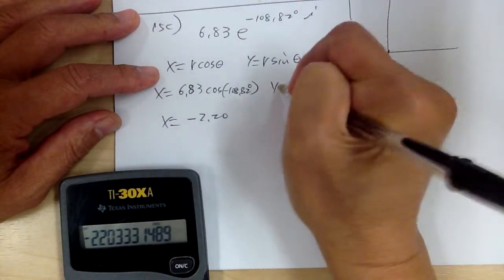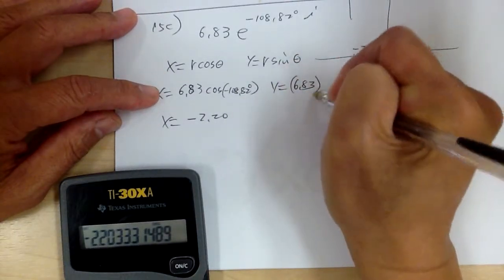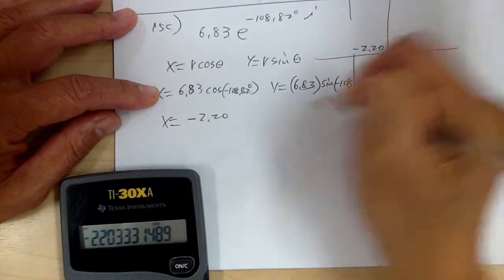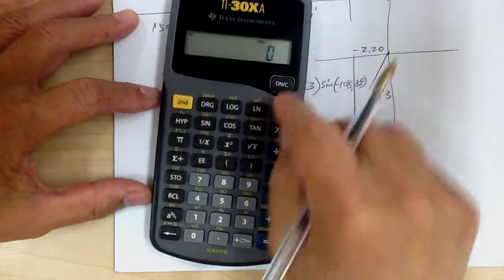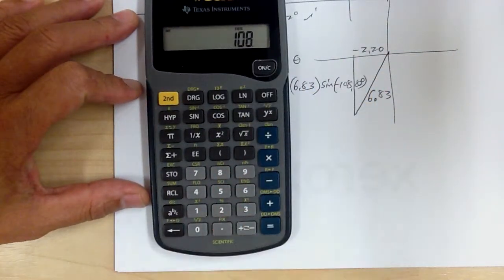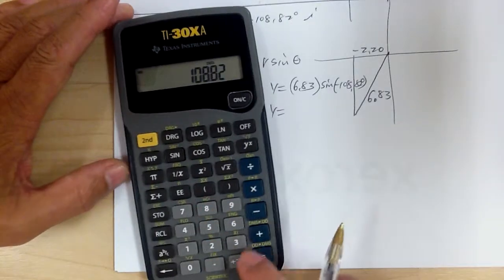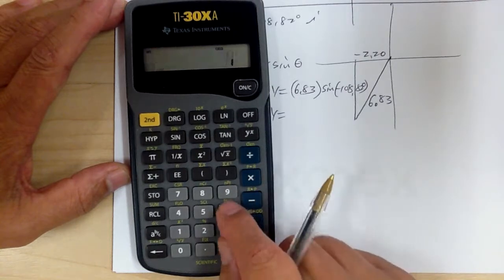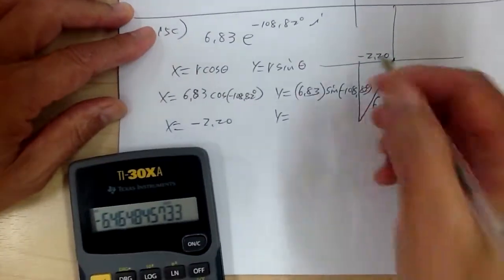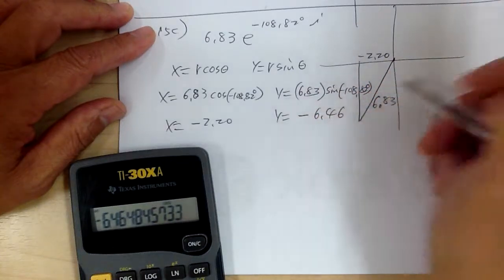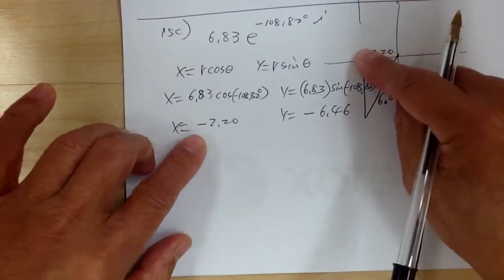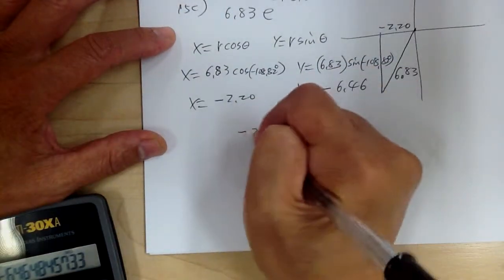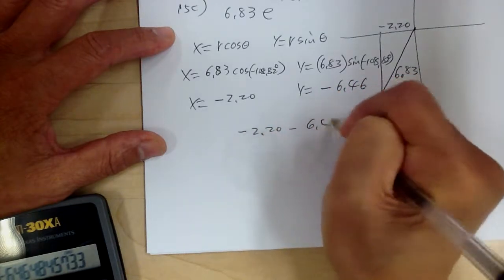Now for the y, you just do the same thing. 108.82 degrees negative, take the sine of that, times 6.83, equal, and so this is equal to negative 6.46. And again, you can see they match, right? This is negative, so it's negative, negative. Both are negatives. And therefore, your answer would be negative 2.20 minus 6.46i.